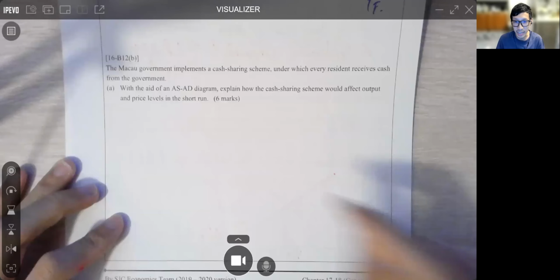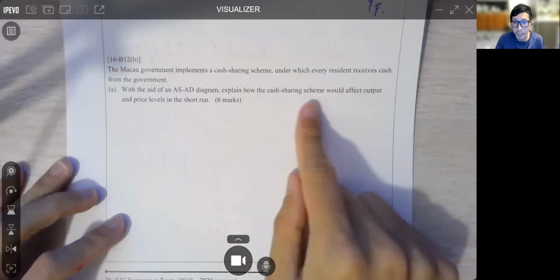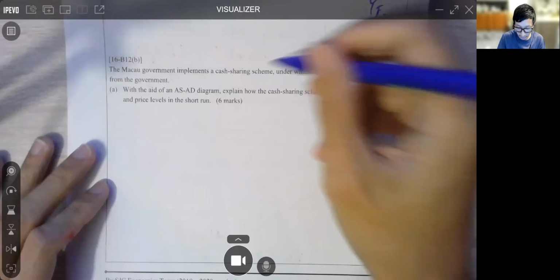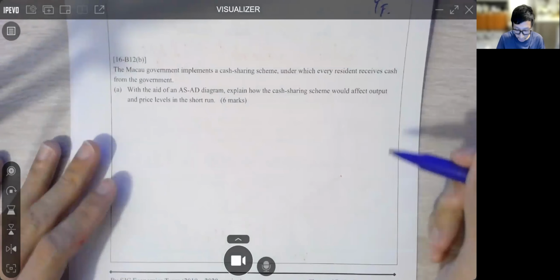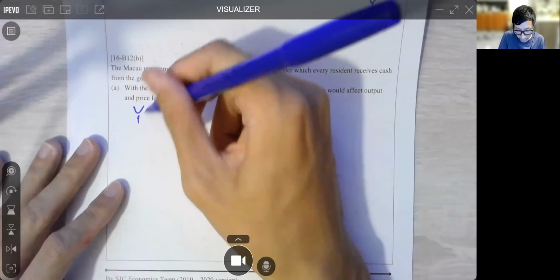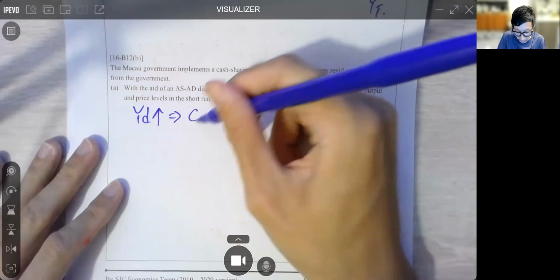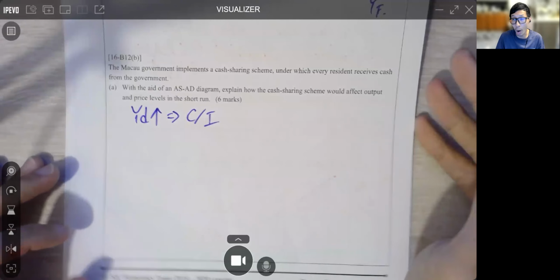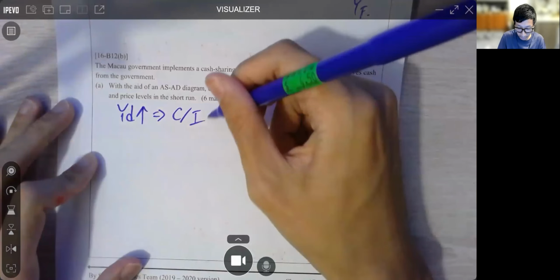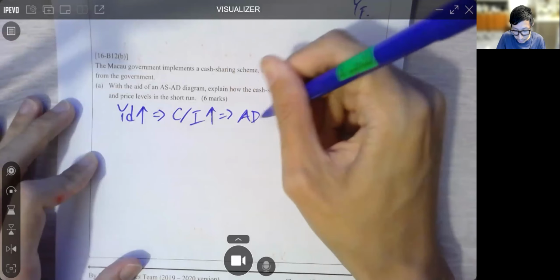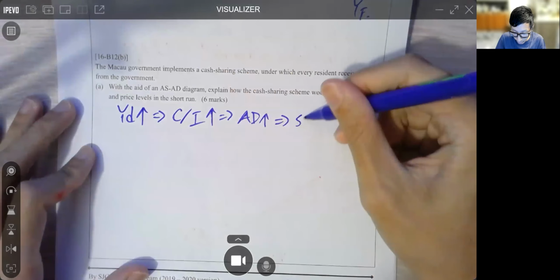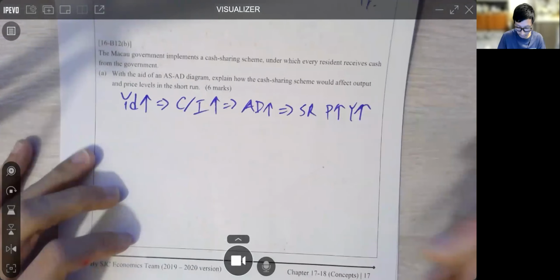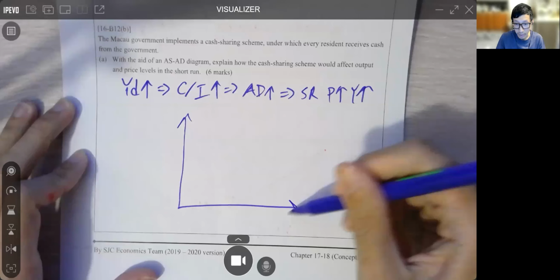Now 2016, cash sharing scheme would affect price level and output in the short run. Actually we've done this once, right? Cash sharing scheme. What happens? Disposable income increases, so people would do more consumption expenditure, private consumption, and or real investment increases. Therefore, AD increases. So in the short run, what happens? Price level increases, output level also increases. The graph would go like this.